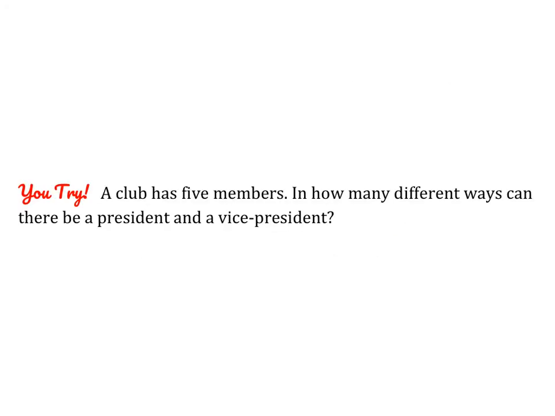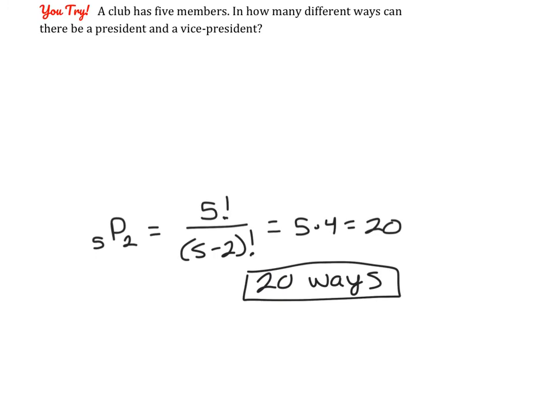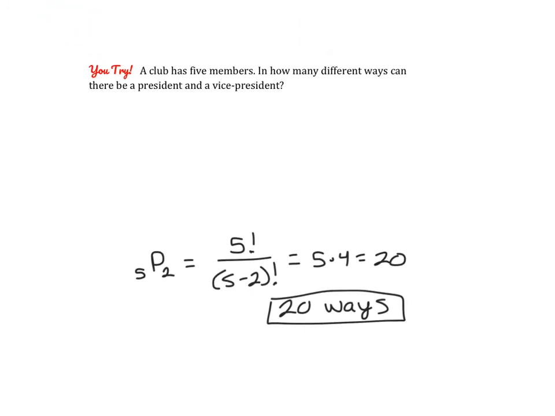All right, go ahead and pause the video and give this one a try real quick. Okay, so here I use the formula. It's just 5 pick 2. So 5 factorial over 3 factorial. So there's 20 different ways that we can pick a president and a vice president.